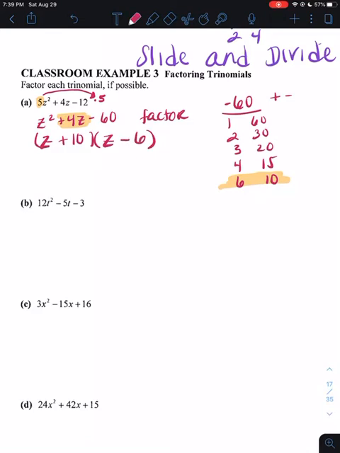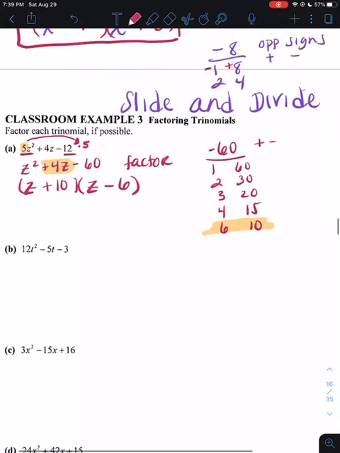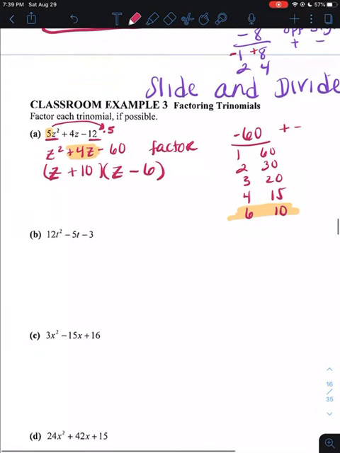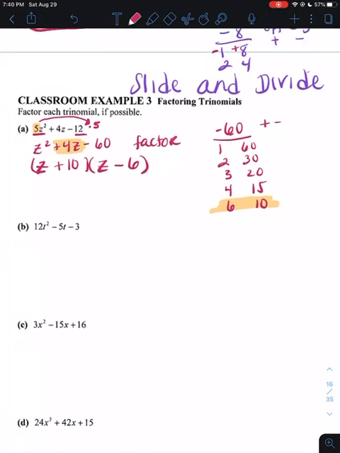All right. But you're not done, because now remember to check your answer. First of all, when it comes down to checking your answers, the first two terms should multiply and give you 5z squared, and the other two terms in the parentheses should multiply and give you negative 12. So clearly we're not done, because z times z is z squared, and then we have this plus 6 times negative 6, which is negative 60. So think about what this is called.